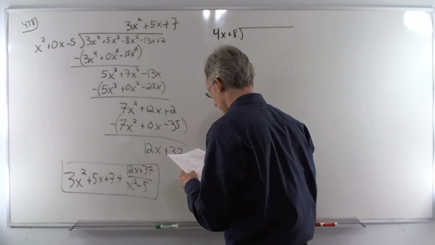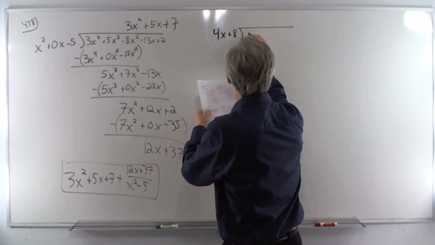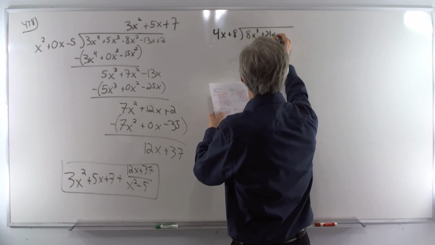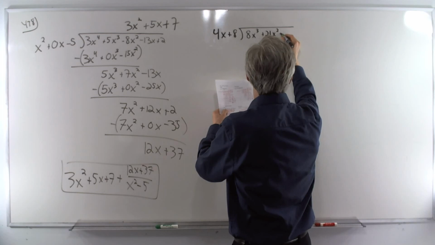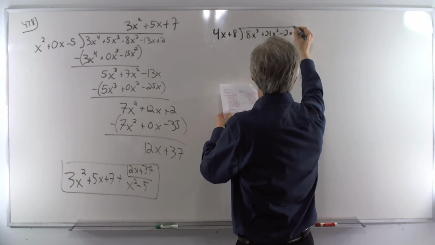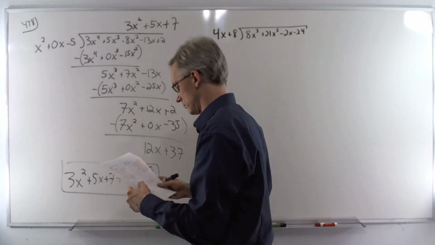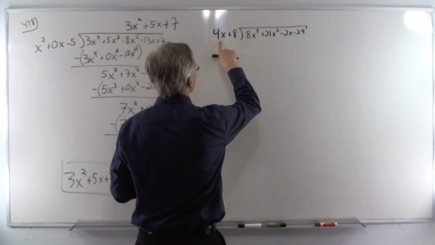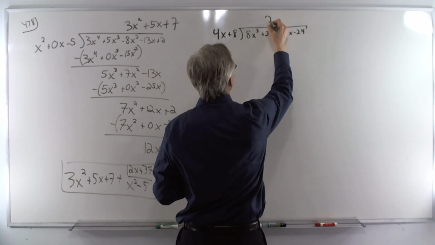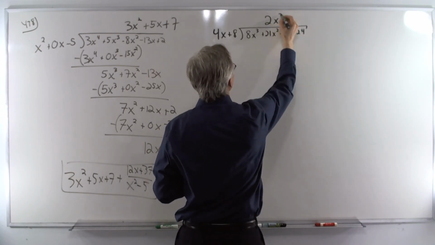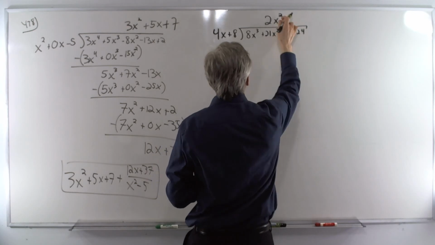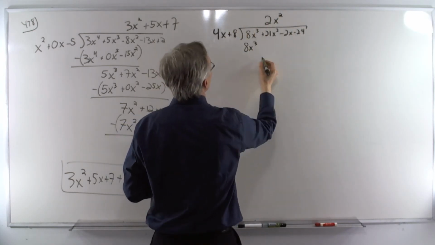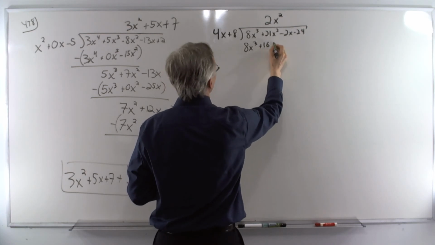So next example, I'm going to divide 4x plus 8 into this polynomial. Alright, so I need to match 8x to the third power. So multiply 4x by 2x squared. Alright, distribute that in. That gives us 8x to the third plus 16x squared.